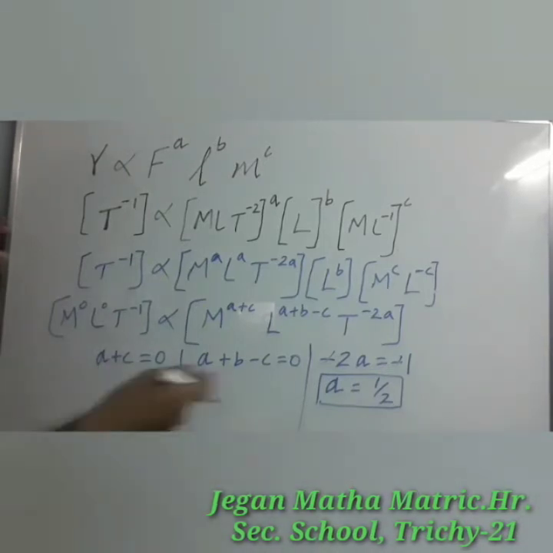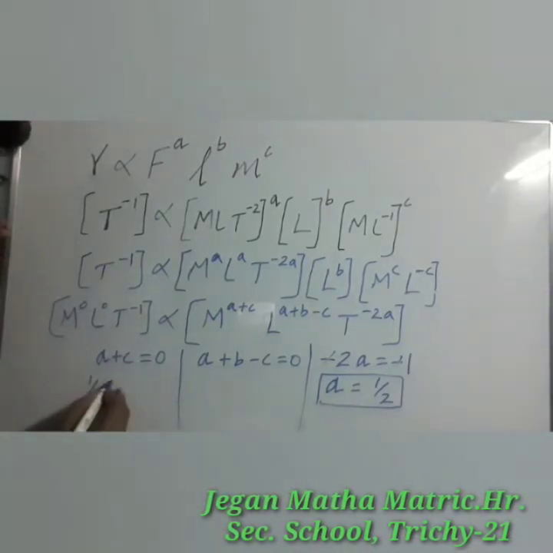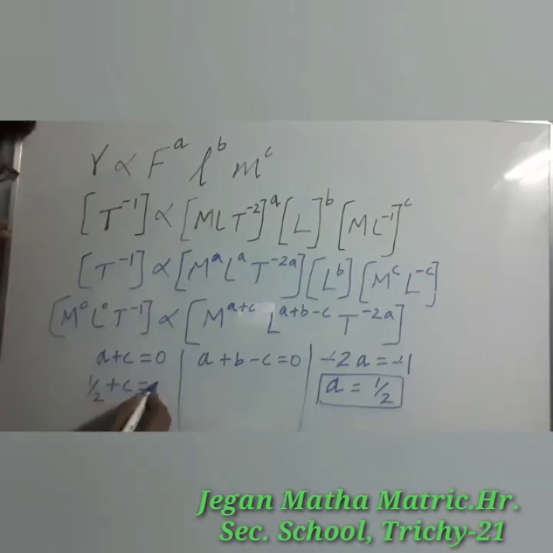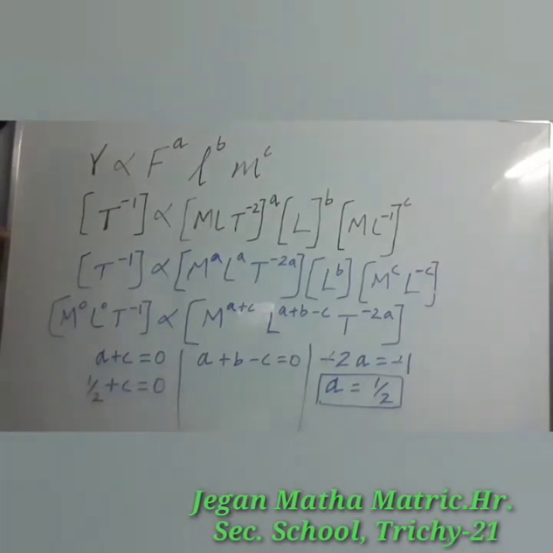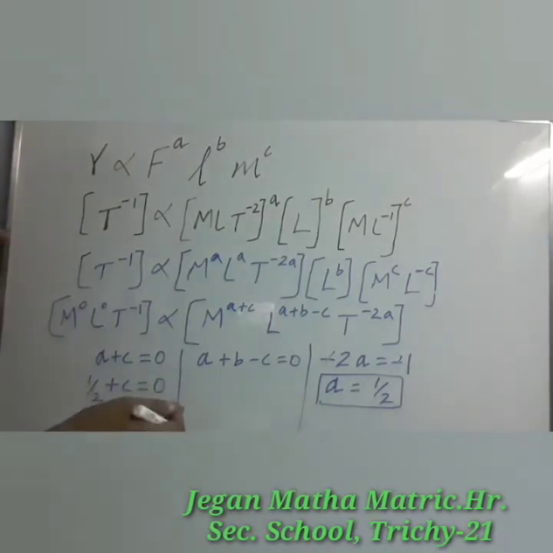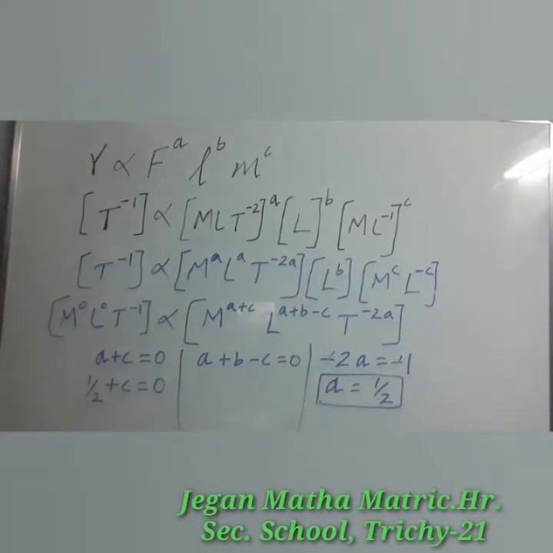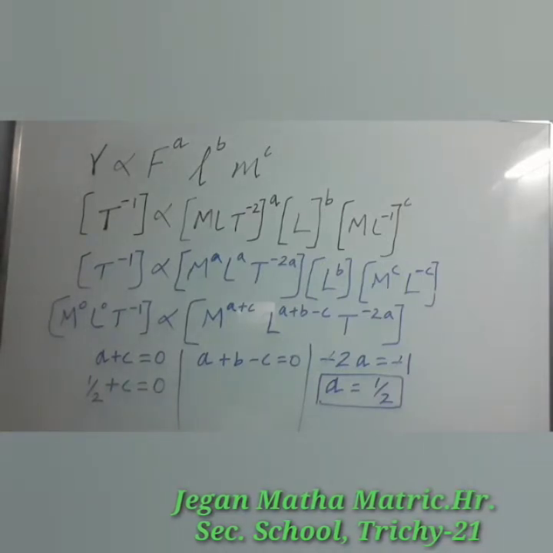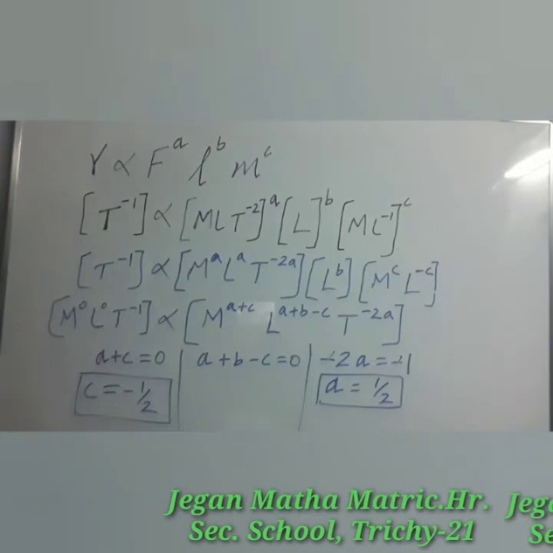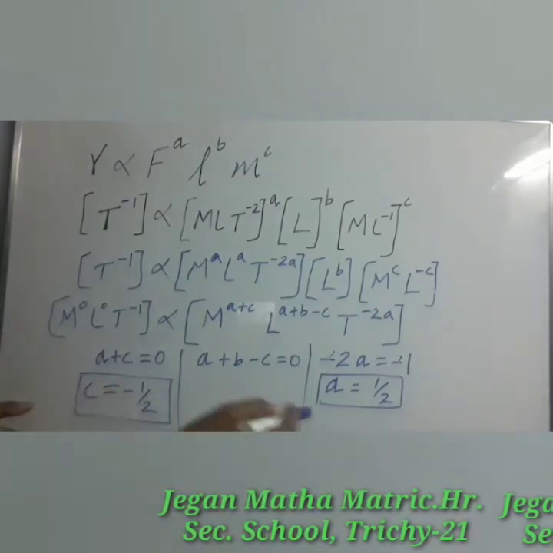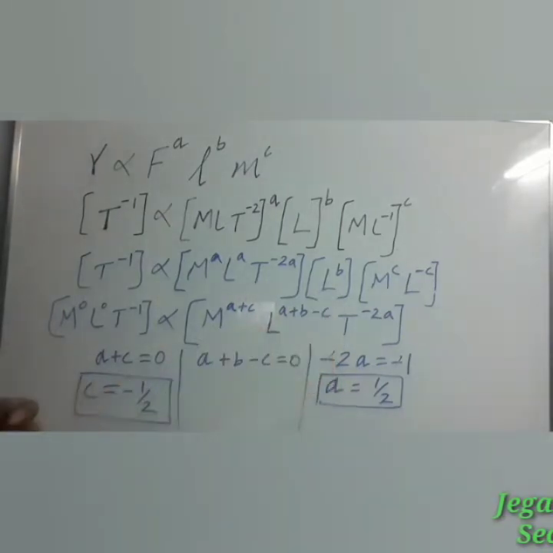So instead of a you can substitute: 1 by 2 plus c is equal to 0. So what will be the value of c? That 1 by 2 can be taken to the other side. That is nothing but c is equal to minus 1 by 2. I have found the values of a and c.